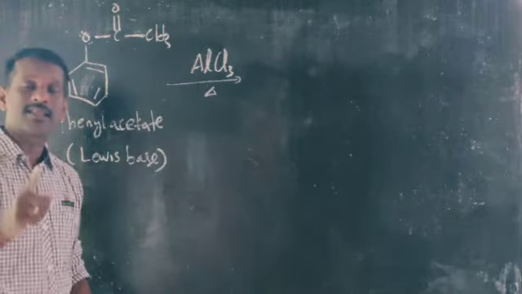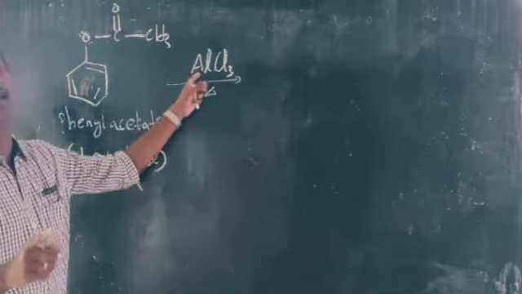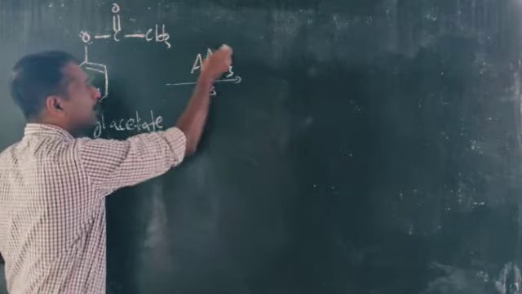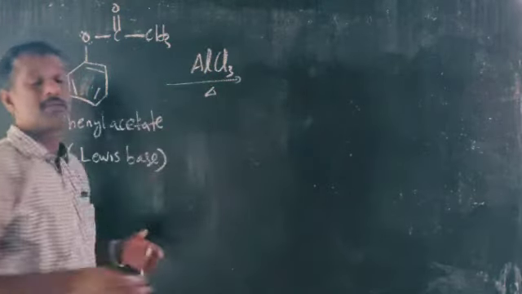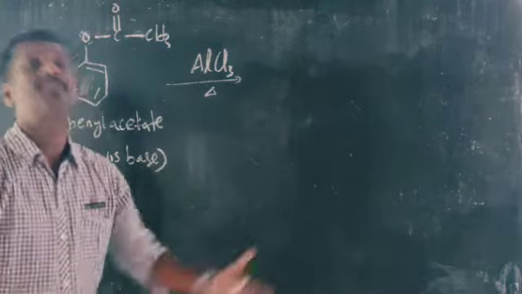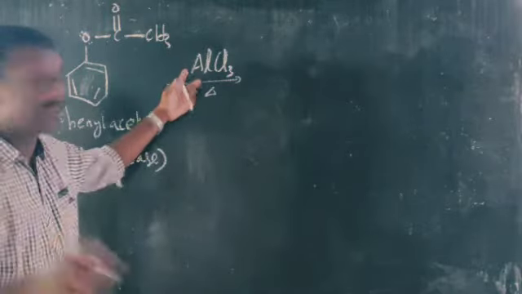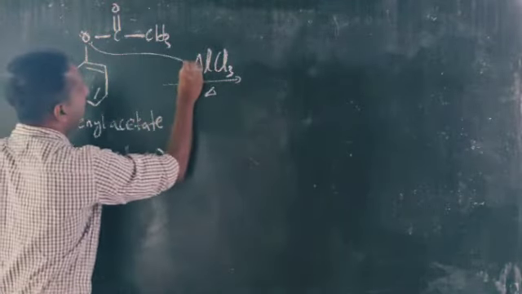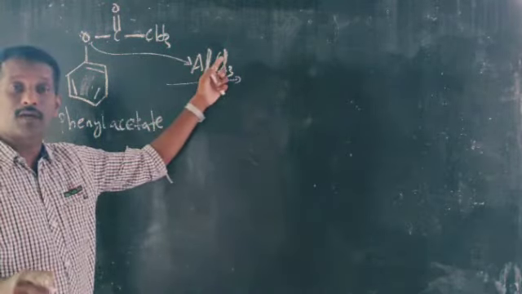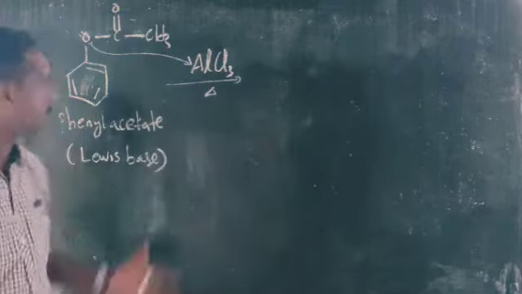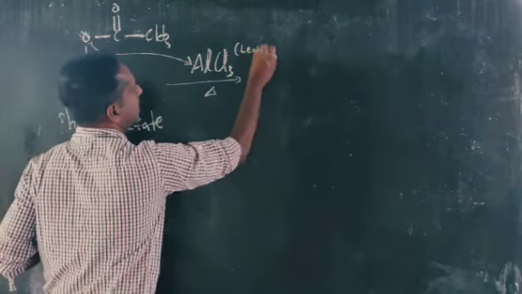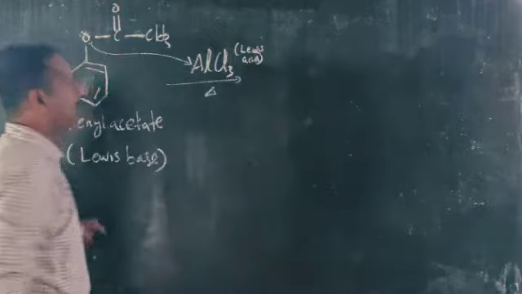Why is AlCl3 acting as a Lewis acid? Due to the presence of a vacant orbital in aluminium. And the second reason, the central metal atom is attached to electronegative chlorine atoms, therefore this Al becomes more electropositive. These are the two reasons: it has a vacant orbital, so the central aluminium atom will accept a pair of electrons, and it is attached to electronegative chlorine, so aluminium has more positive charge. Therefore AlCl3 is acting as a Lewis acid.